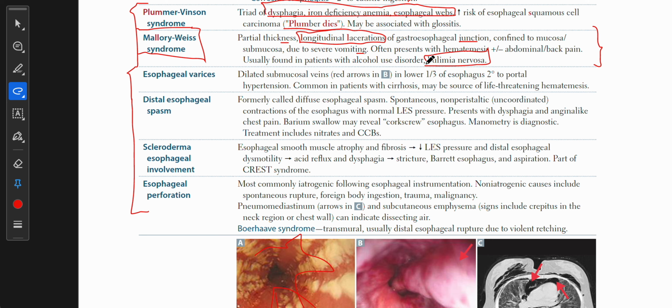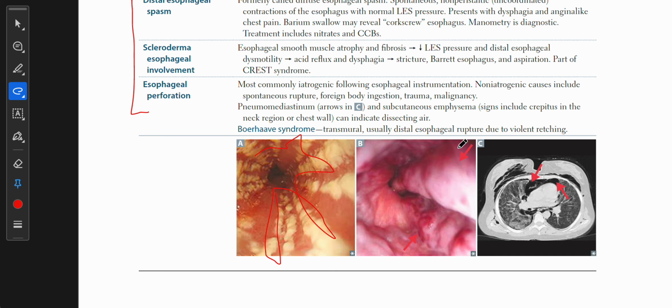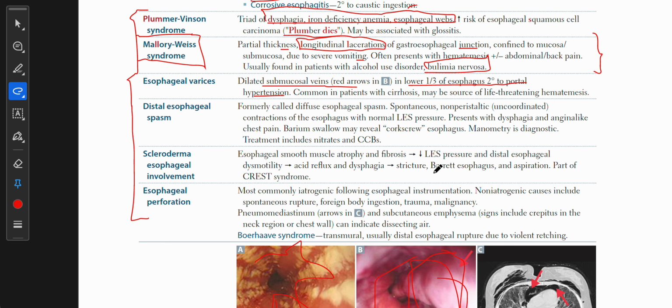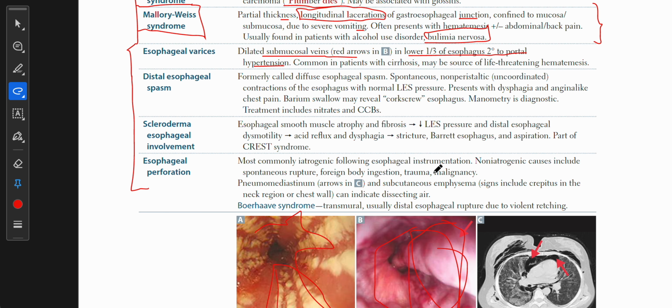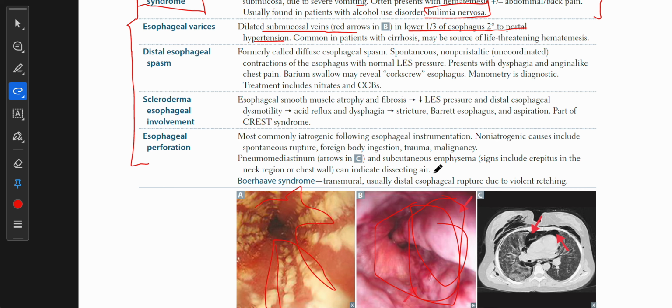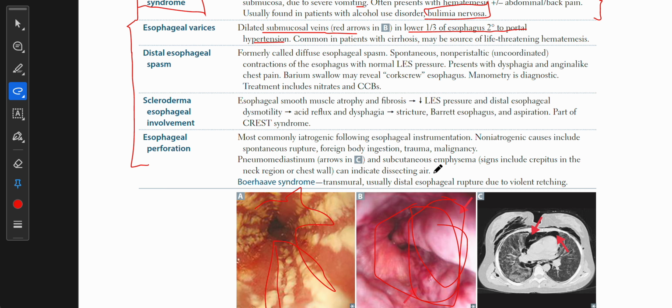It can occur in those patients, right? So in esophageal varices, what it is is the dilated submucosal veins, red arrows, in the lower 1/3 of the esophagus secondary to portal hypertension. You can look at this figure. So what does it show? It shows dilated submucosal veins, and it is most commonly present in cirrhosis, and may be a source of life-threatening hematemesis.